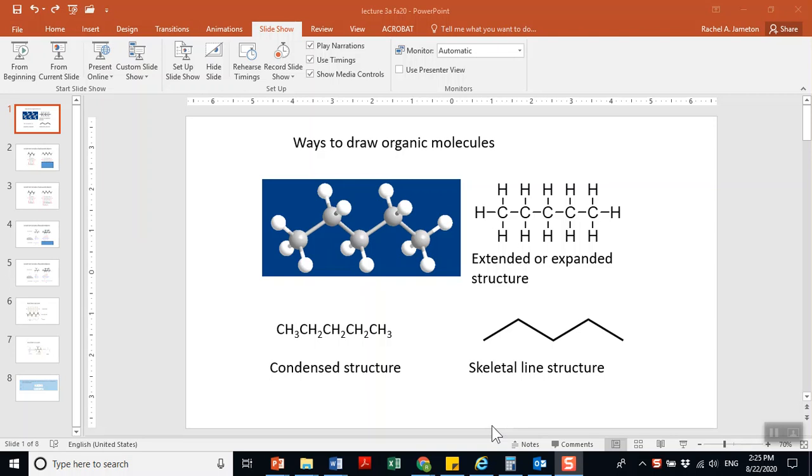There are multiple ways of drawing organic molecules. Up till now, we have mostly drawn things that look like Lewis structures. These are sometimes referred to as extended or expanded structures. Today we're going to look at condensed structures and also bond line structures, or as it says down here, skeletal line structures. Klein actually uses bond line instead of skeletal line, but you'll see both.